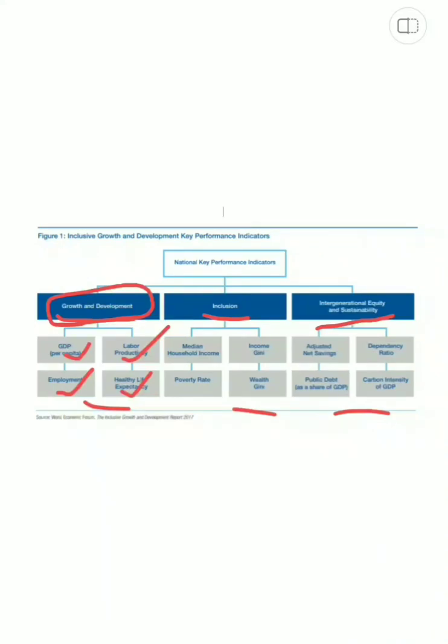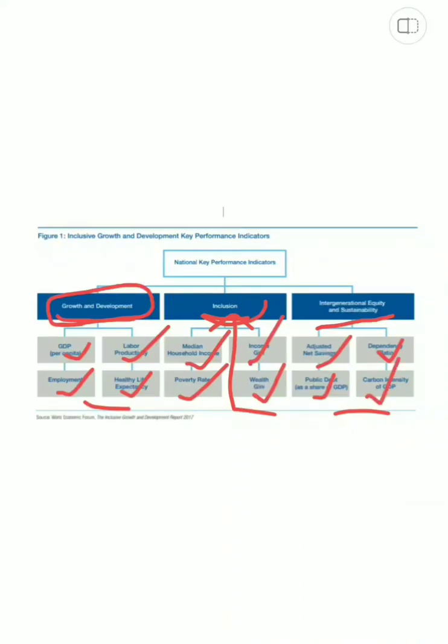Inclusion is the focus here. So the first is median household income, second is they'll see the income Gini, the third thing they'll see is poverty rate, and the fourth is the wealth Gini, and after that the inclusion part will be done. Then is intergenerational equity and sustainability: adjusted net savings, dependency ratio, the public debt and the carbon intensity of GDP.